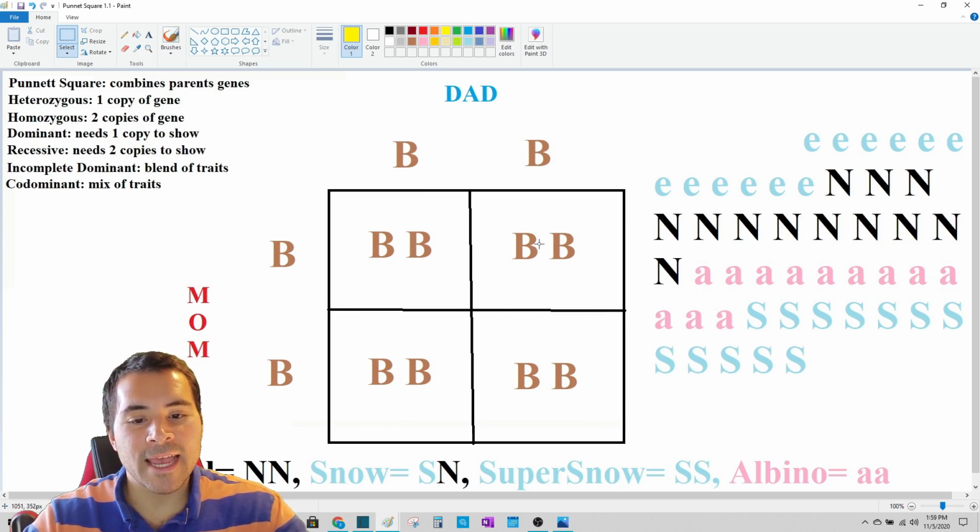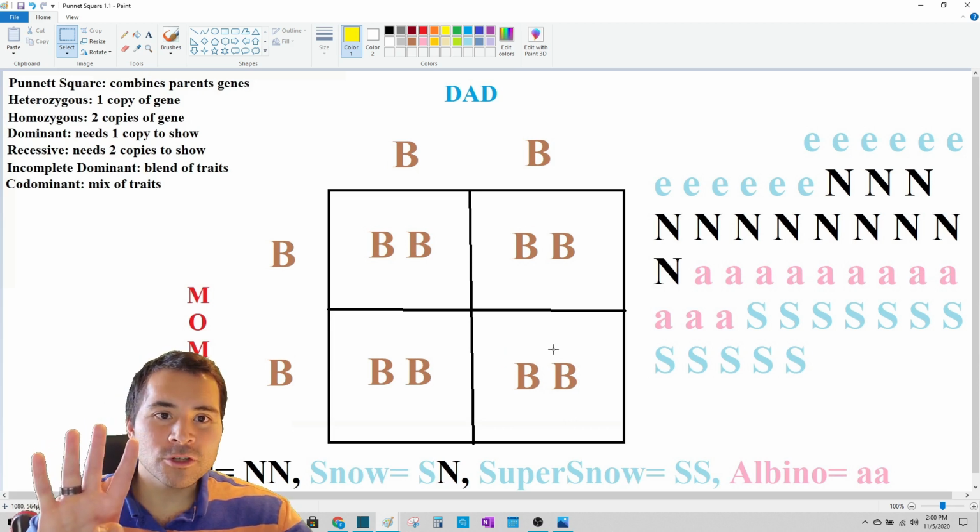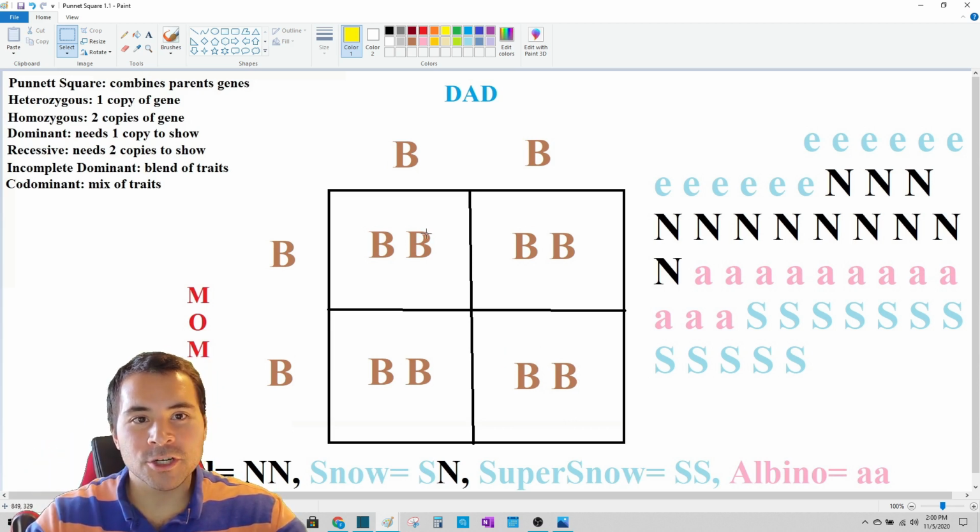Let's look at this saying your mom and your dad have 4 children. This is child number 1. This is child number 2. This is child number 3. And this is child number 4. Out of 4 children, how many of these children will have dominant brown eyes?